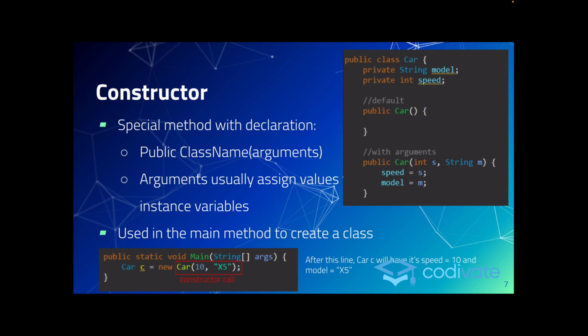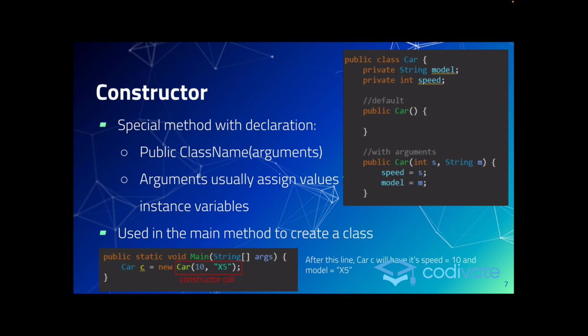In addition to our usual methods, we also have the constructor. The constructor is a special method that has a different declaration. It has the declaration public, and then your class name, and then inside of the parentheses, you would put, just like normal, your arguments for the method. These arguments are usually assignments to the instance variables. So for each of your instance variables, you would set it to some initial state.